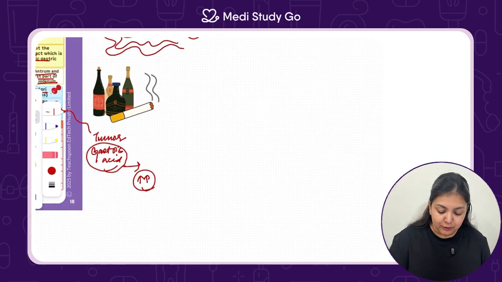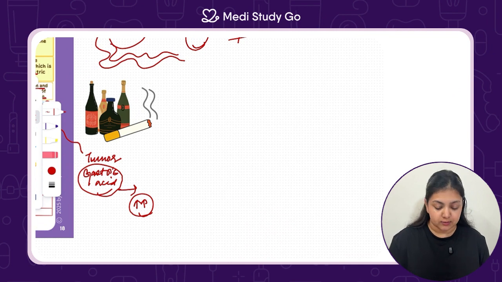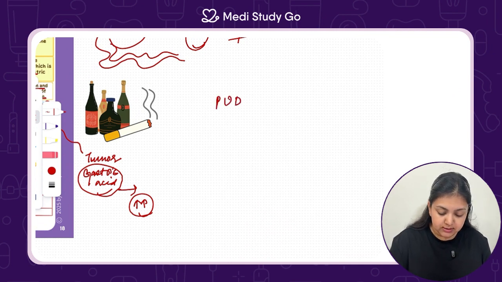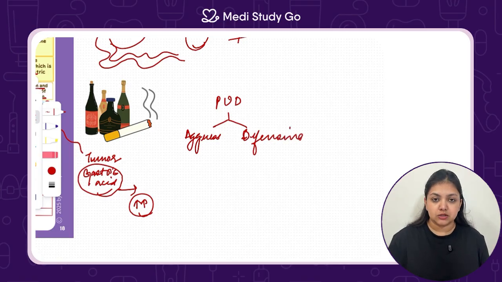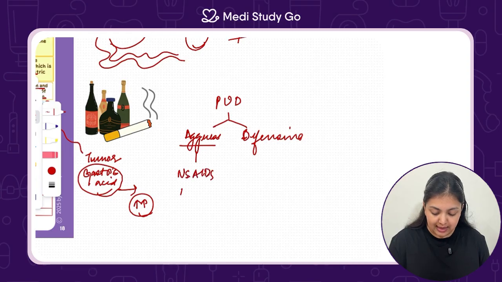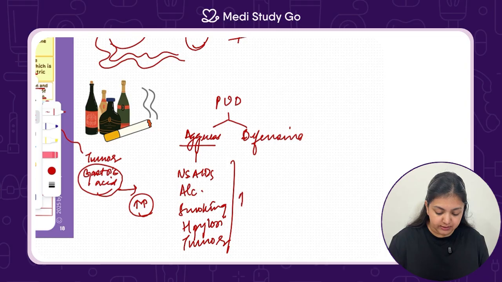So if you see the pathophysiology or the etiology, there are 2 main things which lead to an ulcer. Firstly, peptic ulcer disease happens when there is an imbalance between the aggressive and the defensive factors. The aggressive factors include NSAIDs, alcohol, smoking, H. pylori, or any tumor. If these factors increase, there will be peptic ulcer disease.